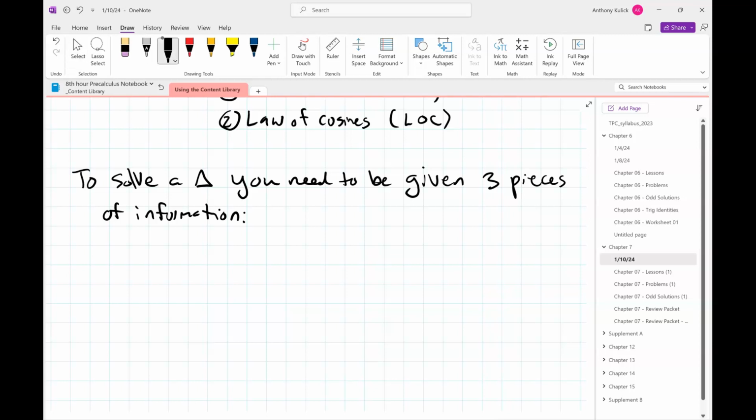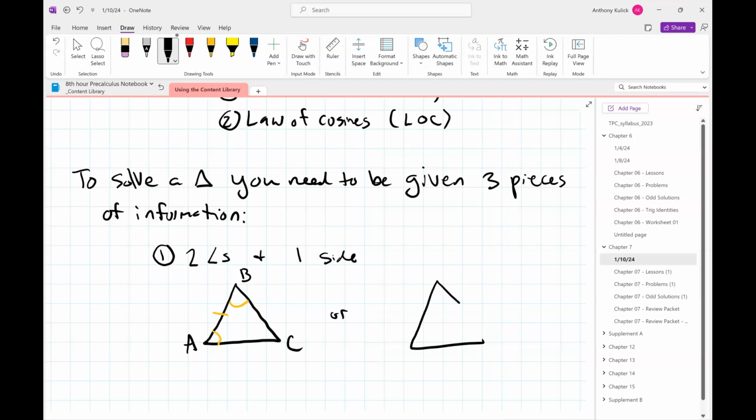So the same idea here. We still need 3 pieces of information. In a non-right triangle, though, we can get 2 angles and 1 side. And that could look 2 different ways, right? So it could look like this. Or it could look like that. Everybody's okay there?